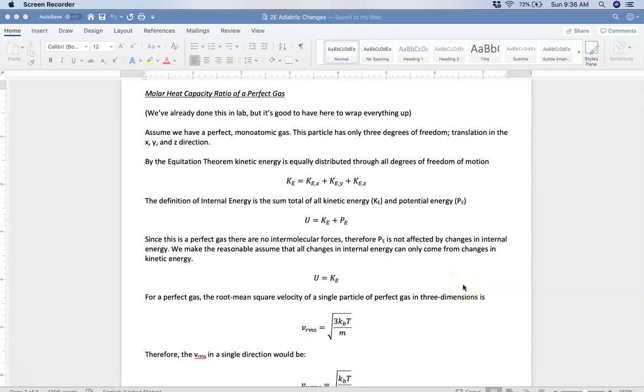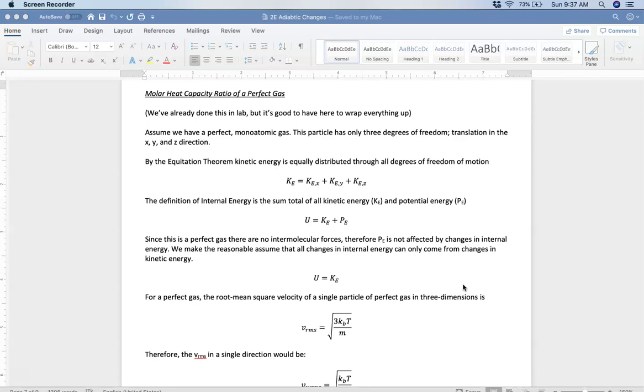So the way I want to wrap up this section on adiabatic changes is by deriving the molar heat capacity ratio for a perfect gas. That's ultimately getting to gamma. We've already done this in lab, and like I mentioned in the last video, I feel like most people are pretty solid with at least being able to do the math to derive this.